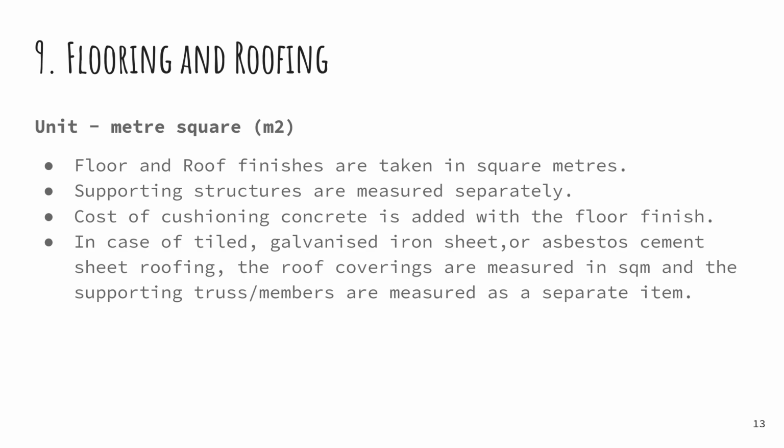And in case of tiled, galvanized iron sheet or asbestos cement sheet roofing, the roof coverings are measured in square meter, and the supporting truss members are measured as separate items. So if it's a roof, the truss members are measured separately, and the roof covering, which could be tiles or galvanized iron sheet, all of them are measured in square meters.